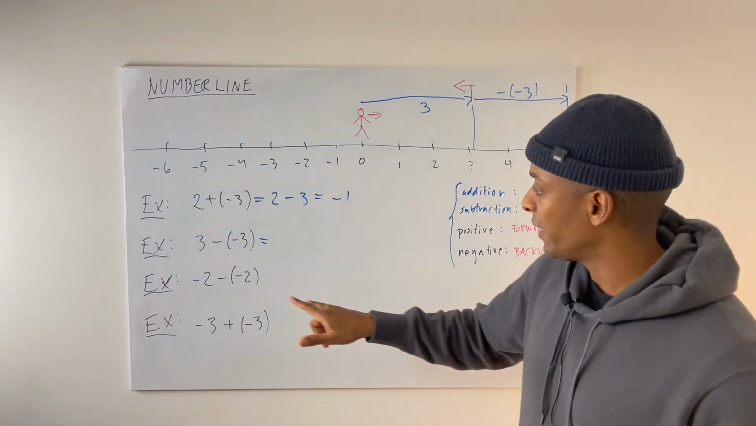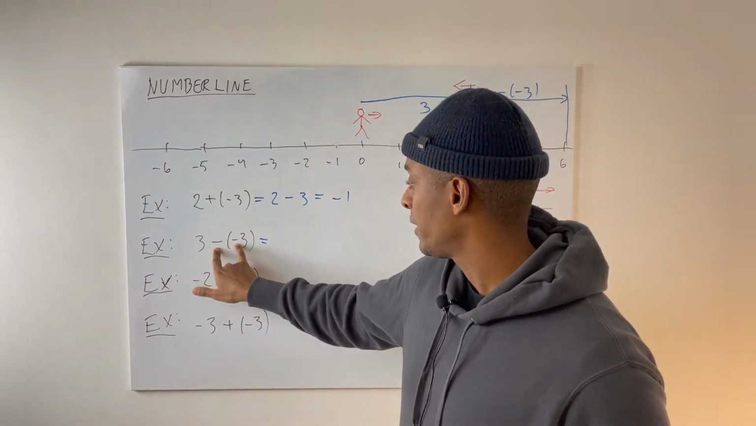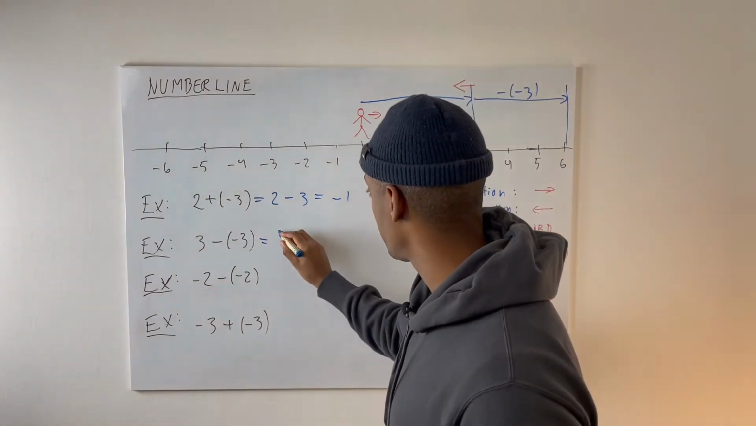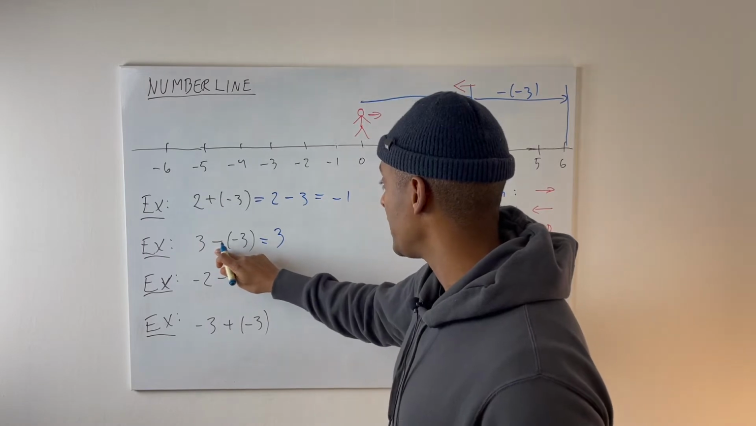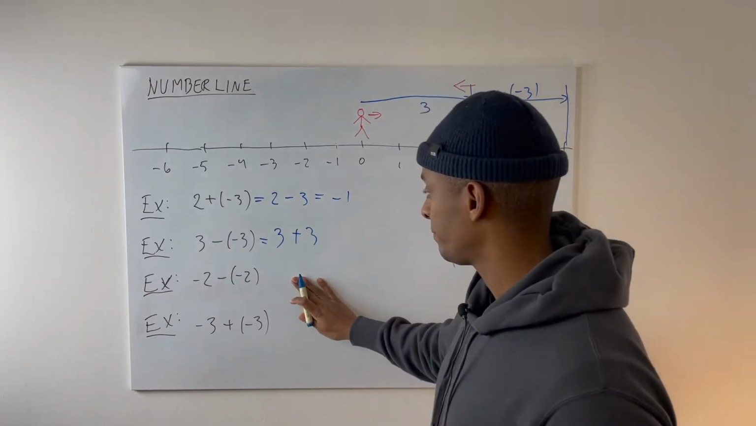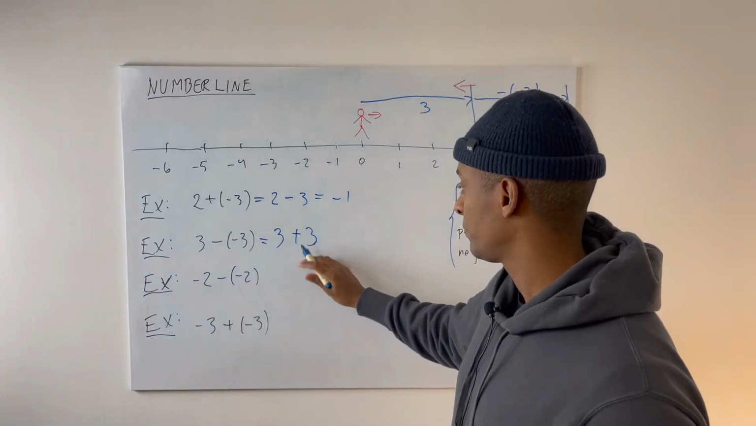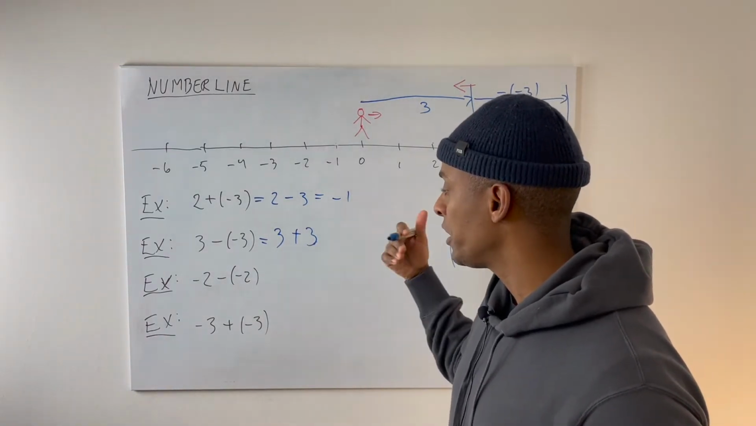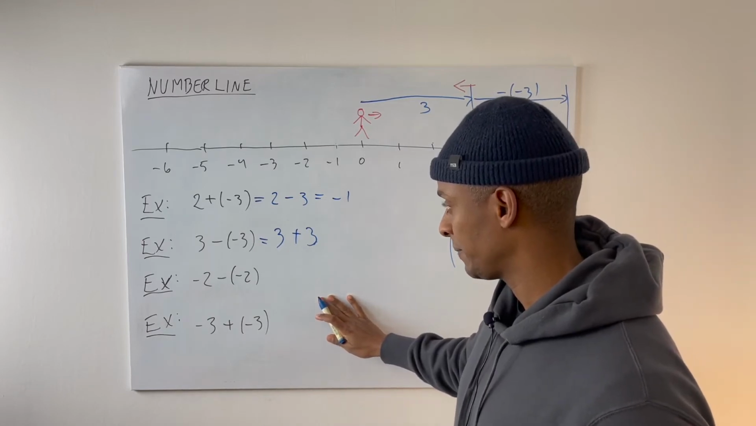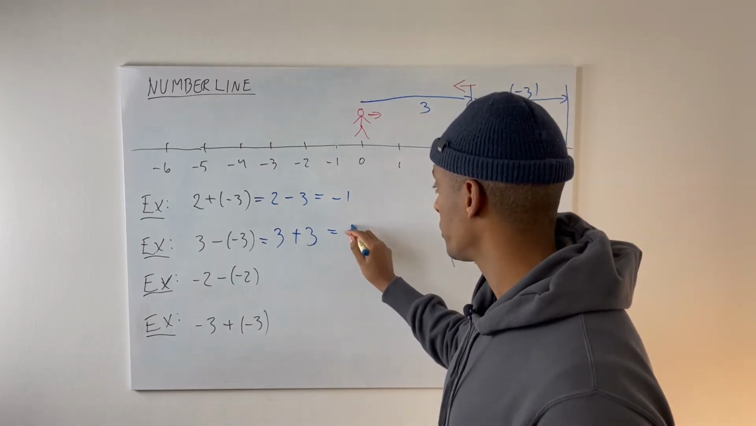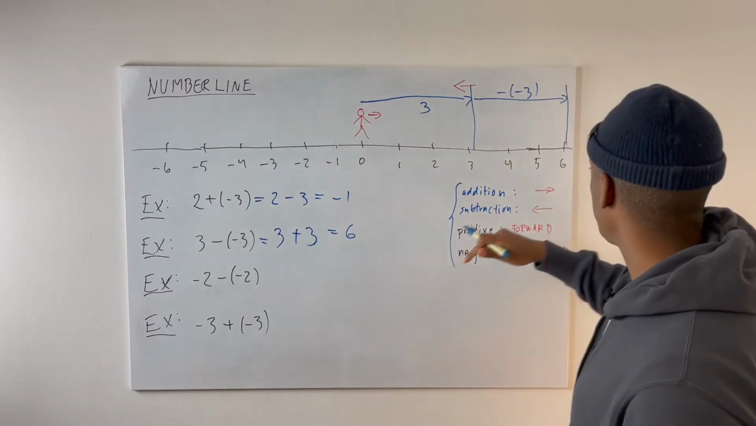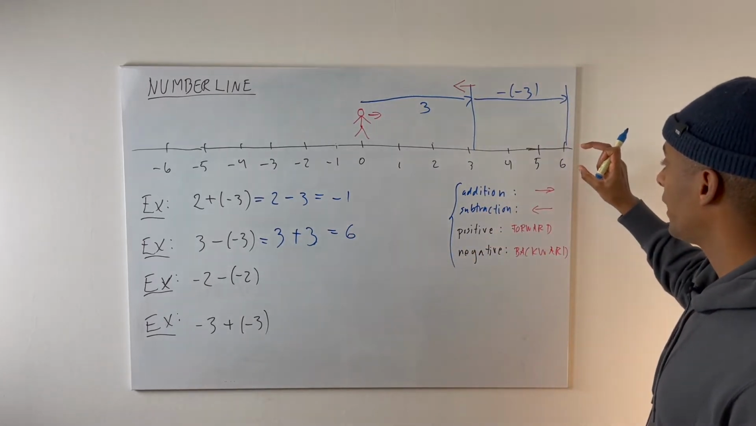So we can see here that these 2 things, the minus, it actually became a plus. So 3 minus -3 is equal to 3 plus 3. So you can think of it as minus equal plus. Okay? And this is equal to 6. And this 6, you can see here that we ended up at 6.